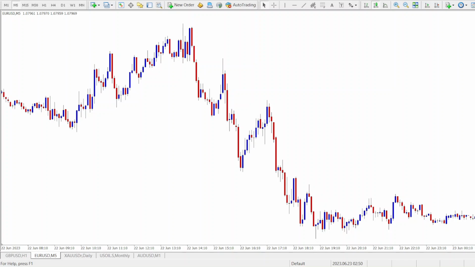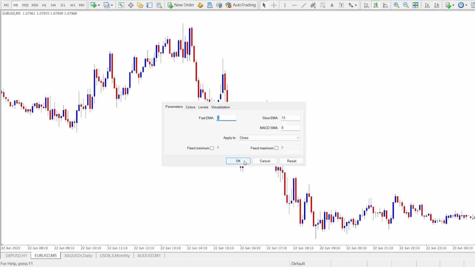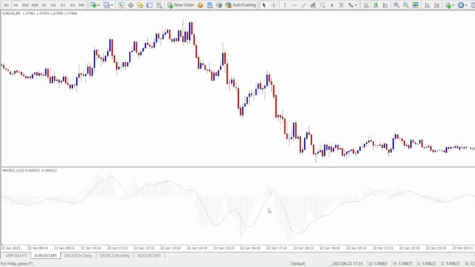It consists of, let us add on the MACD to our chart so that we can see it visibly. So as we can see, the MACD consists of the signal, this MACD line. It also has the zero line and it has the histogram bars.